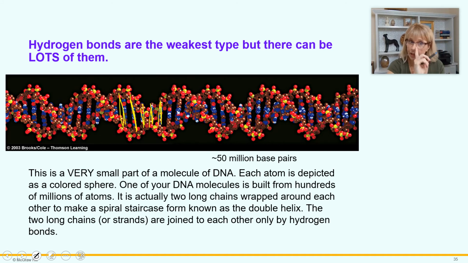base pair, right? So if we were to count here, I'd be guessing maybe there's 30 base pairs right there. In one of your molecules of DNA, there are 50 million base pairs. So when I tell you that this is a little teeny tiny segment of DNA, I mean a little teeny tiny segment. This is less than 1/1,000,000th of a strand of DNA. But DNA is a super important molecule in living things.